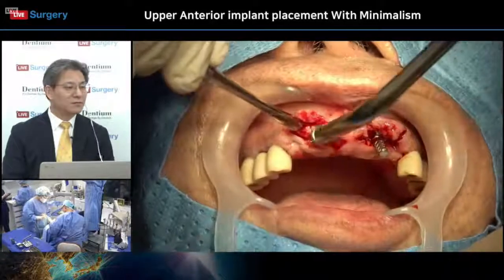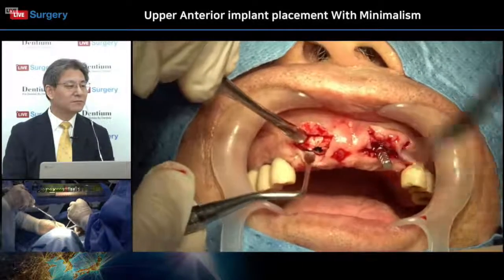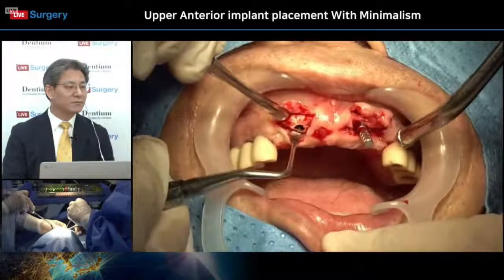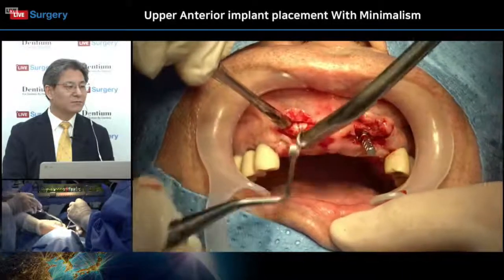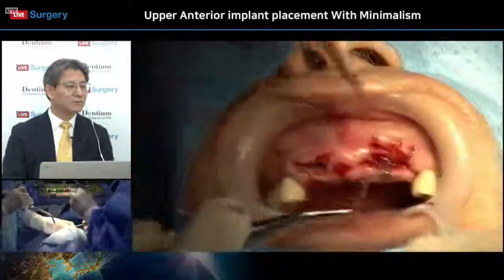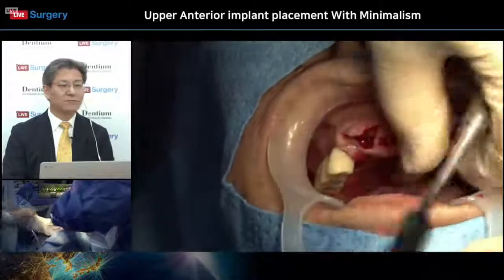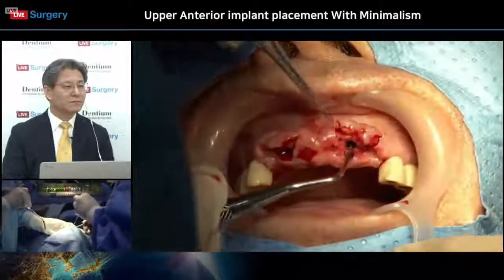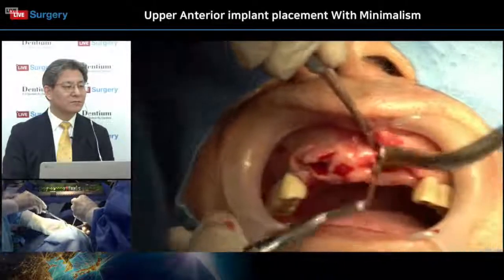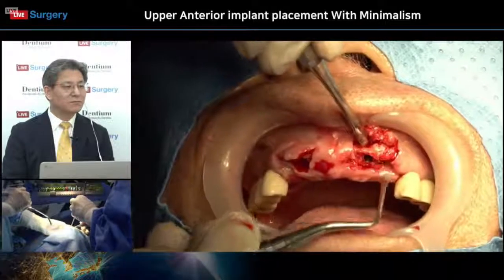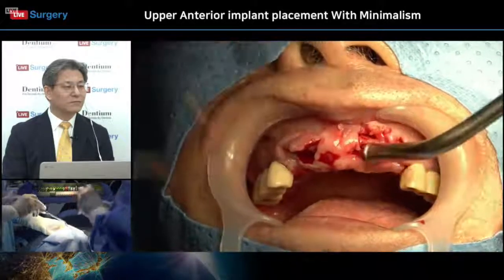The height at which the implant is positioned is, on the palatal side, almost at the alveolar crest, but on the labial side around 1 millimeter below the alveolar crest. Also in this part, it is around 0.5 millimeters below the alveolar crest on the palatal side, and on the labial and proximal side around 1 to 2 millimeters below the alveolar crest.